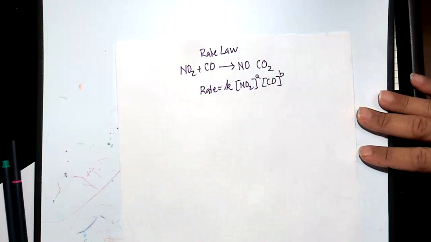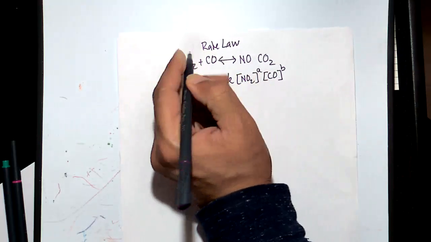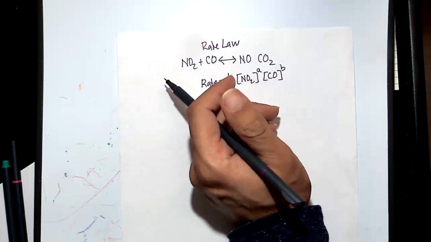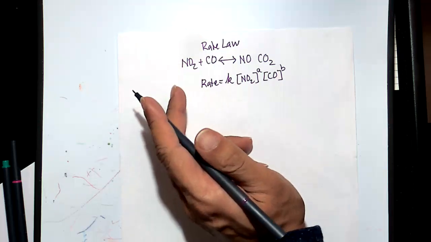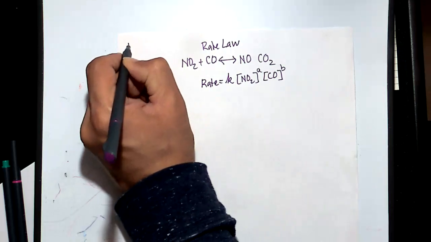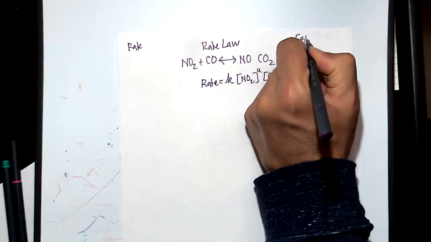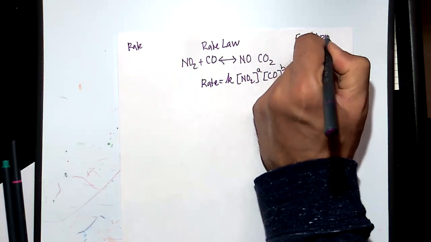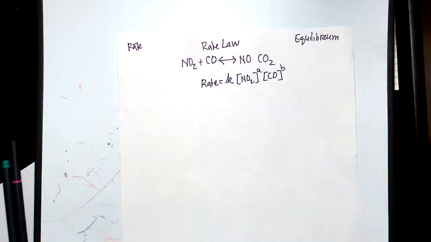Is this not in equilibrium? It can be in equilibrium, but we're just interested in the rate law. Okay, so we're interested in this law. It can be in equilibrium or not. Don't confuse rate with equilibrium. They're two different things. So this is how fast, and this is where the reaction settles, more reactants or more products.